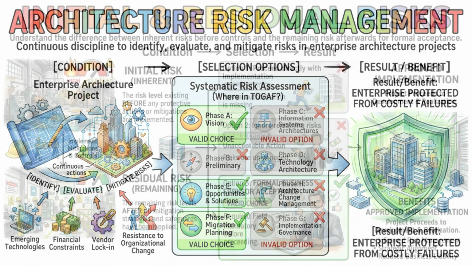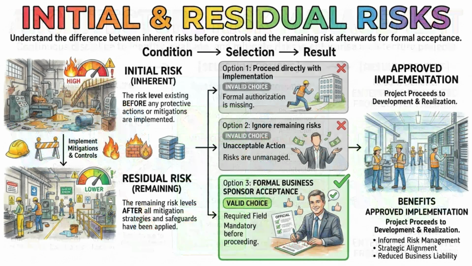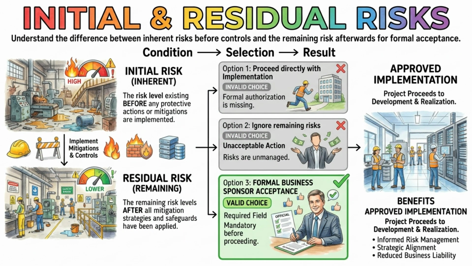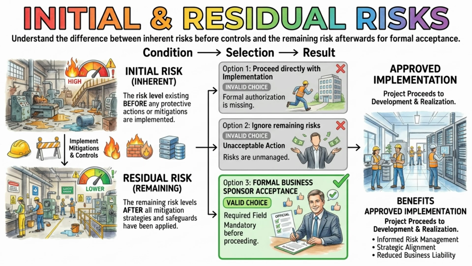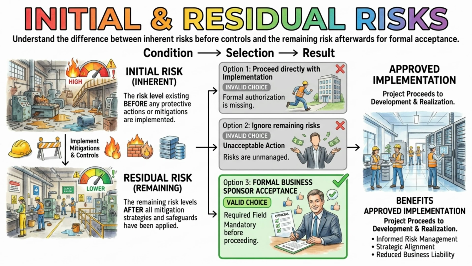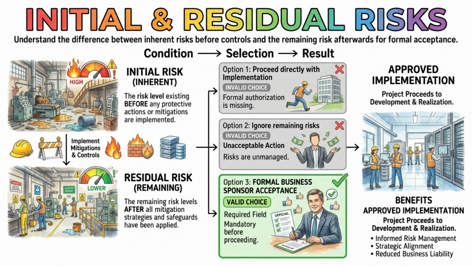In TOGAF risk management, risks are categorized as either initial risks or residual risks. Initial risks represent the inherent level of risk identified before any protective actions or mitigations are implemented. Residual risks are the remaining risks that exist after mitigation strategies and safeguards have been applied. Exam questions frequently check whether you understand that residual risks must be formally accepted by business sponsors before proceeding with implementation.